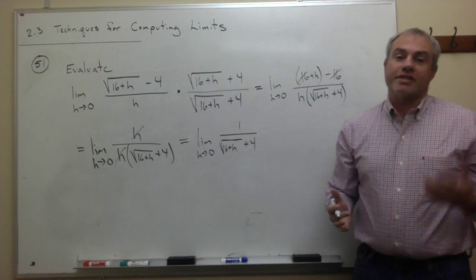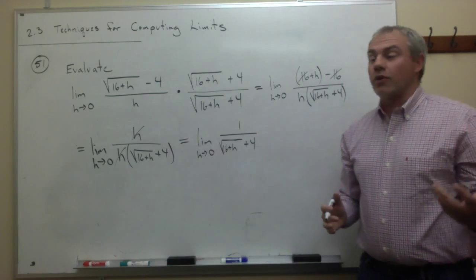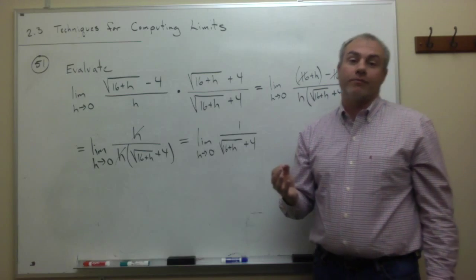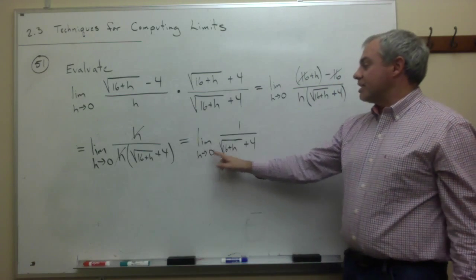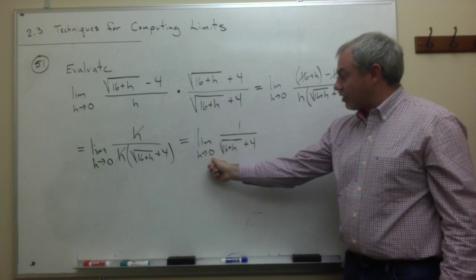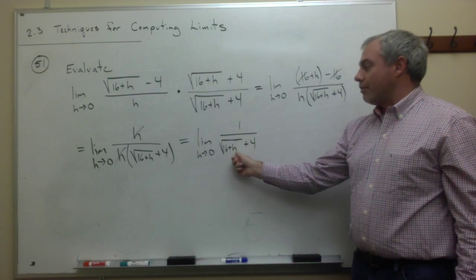And the goal here was to get this thing into a form where plugging in h equals 0 will no longer give me division by 0. But you can see we've reached it, because now if I plug in that h is 0, I'm not getting 0 on the bottom anymore.